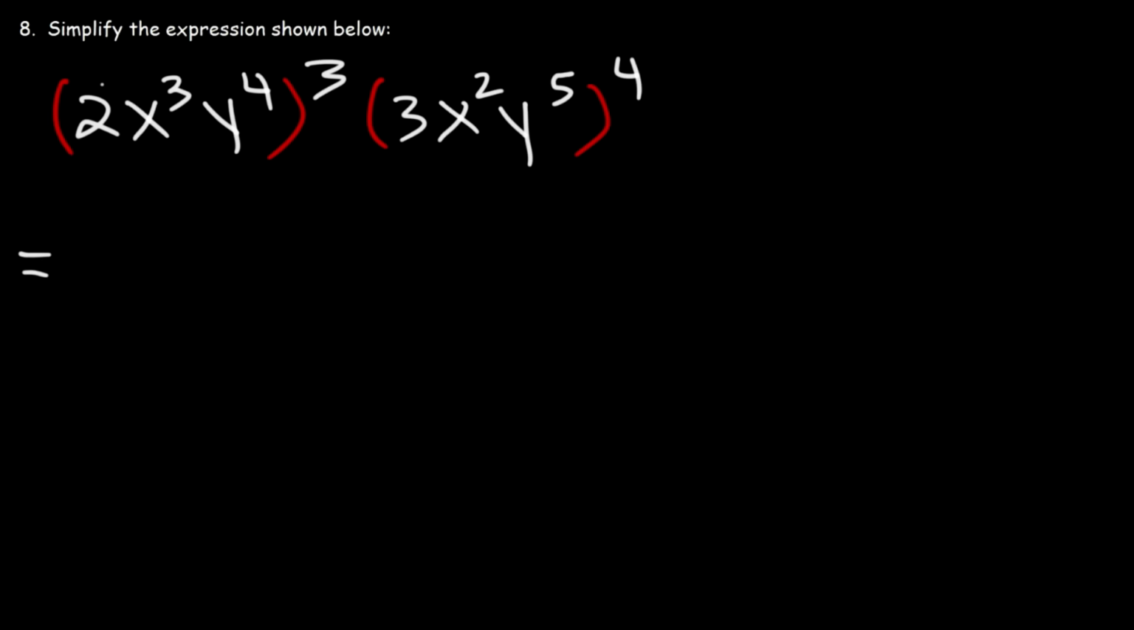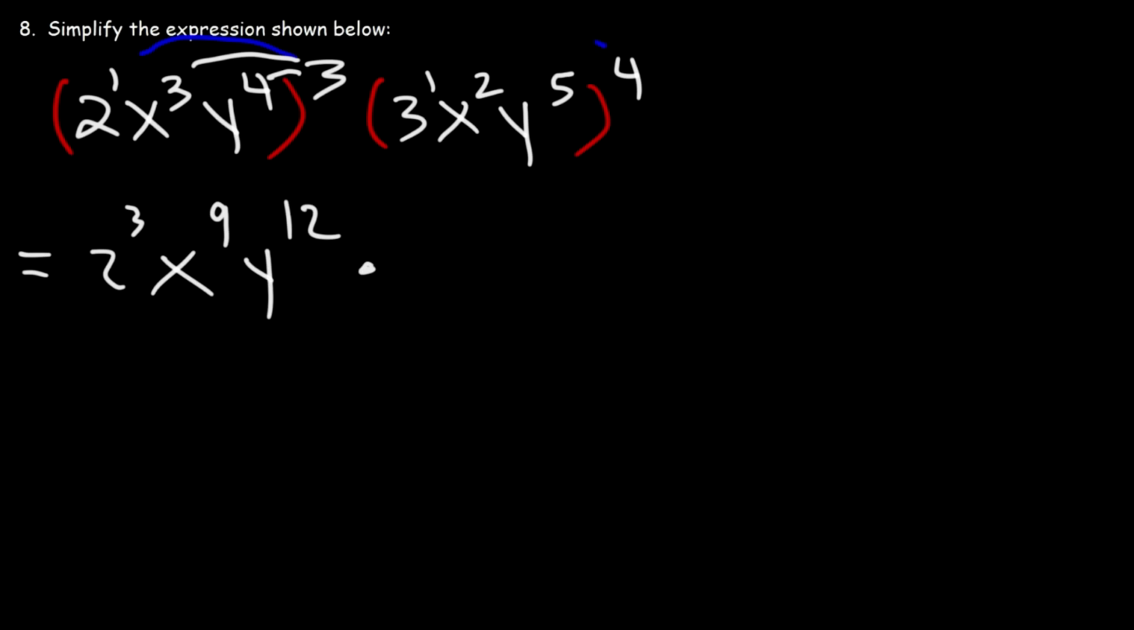The exponent on 2 and 3 is 1. 2 to the 1st power is just 2. So what we're going to do is distribute this exponent to all the exponents on the inside. So here we're going to have 3 times 1, which is 3. So this is going to become 2 to the 3rd power. And then 3 times 3 is 9. So x to the 9th power. And 3 times 4 is 12. Y to the 12th power.